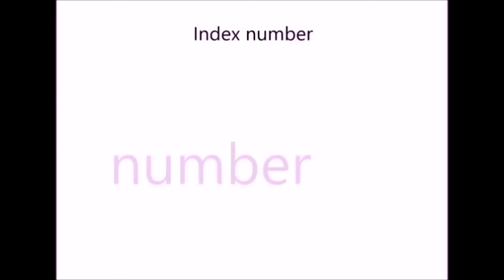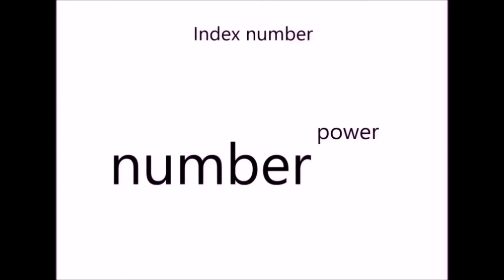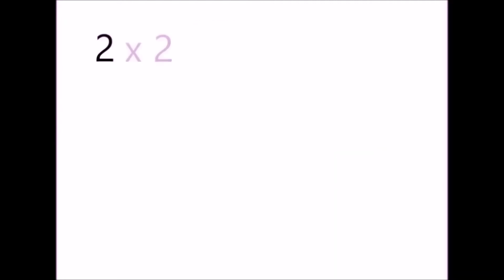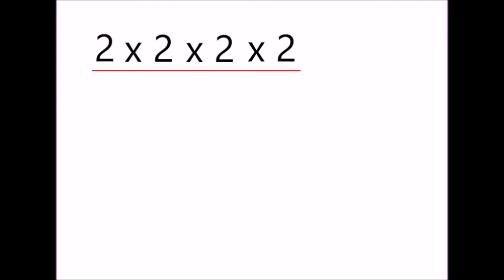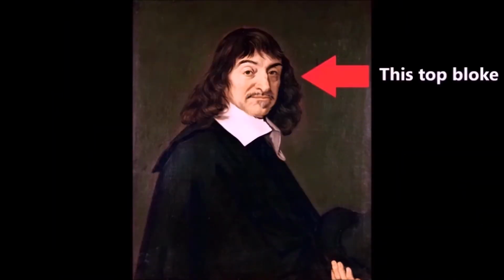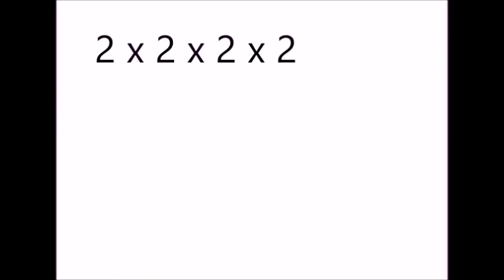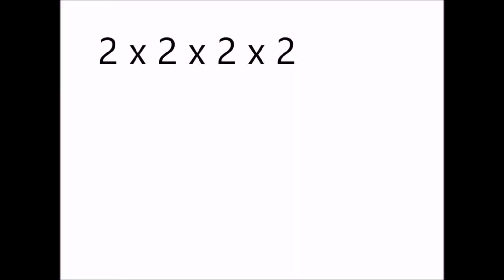An index number is a number which is raised to a power. This is actually a relatively new way of showing repeated multiplication. Back in the Middle Ages, if you wanted to say 2 times 2 times 2 times 2, there was no shorthand way of writing it. You would literally have to write out 2 times 2 times 2 times 2. Sometime in the 17th century, some guy named René Descartes thought, for heaven's sakes, there are 4 2's multiplied together here. Surely there must be a quicker way of writing it.